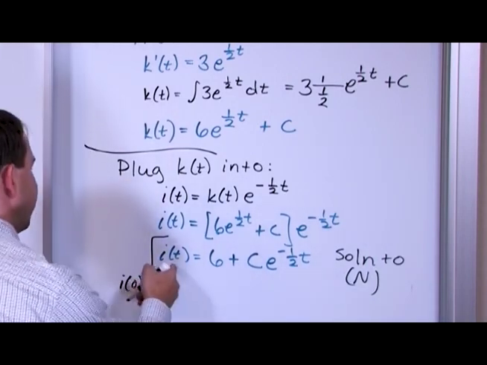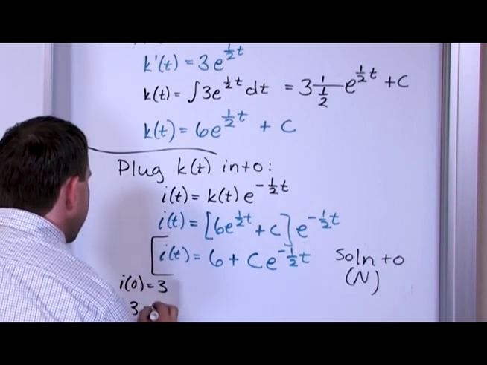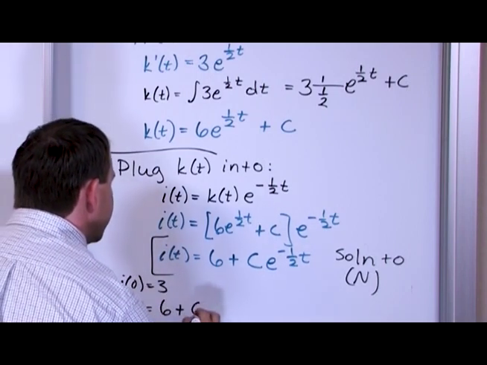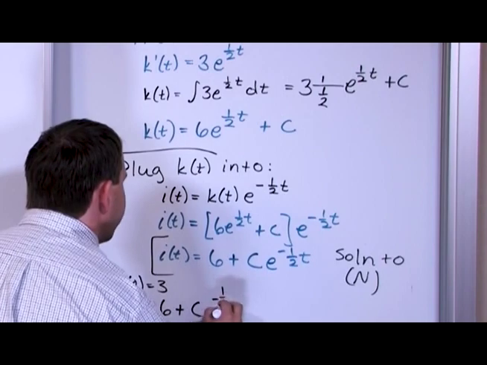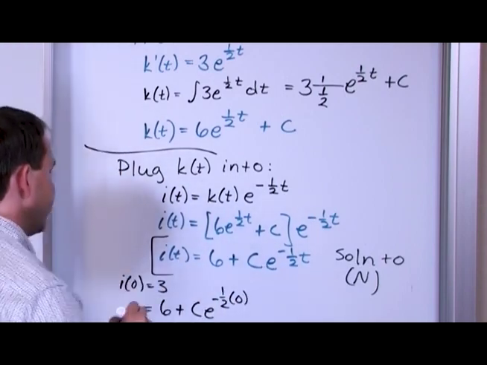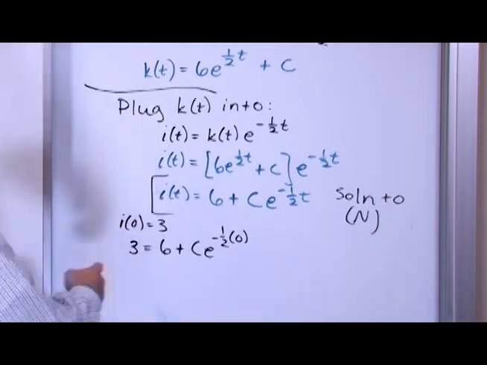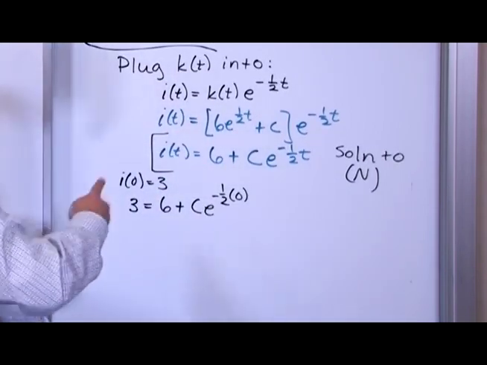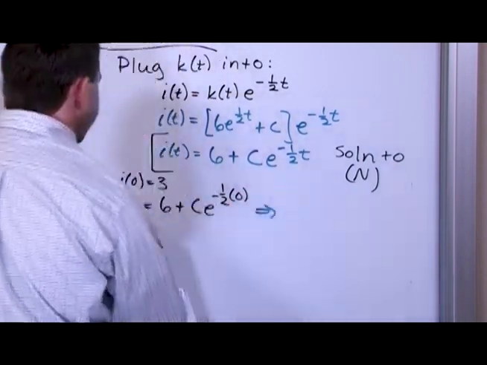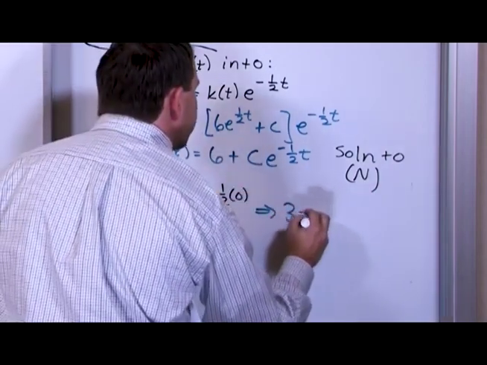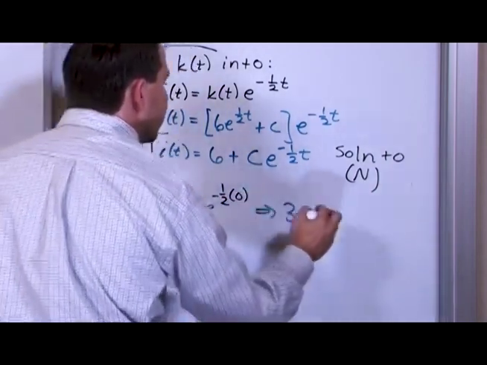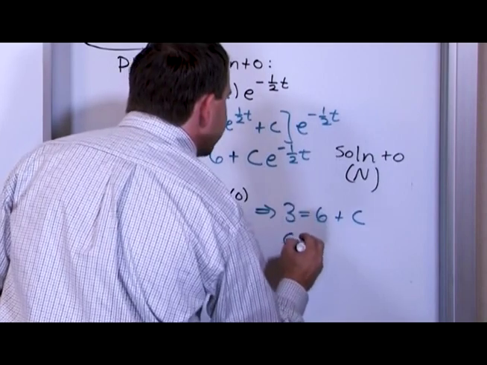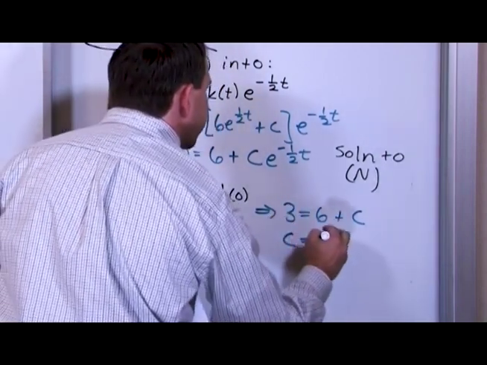So that's simple enough. We just put 3 amps in for I, 6 plus constant times e to the minus 1/2 t at time zero. So we put t equal to zero. e to the zero is 1. So what we're going to have here is 3 is equal to 6 plus this constant. And so this constant, when we move 6 over here, is negative 3.